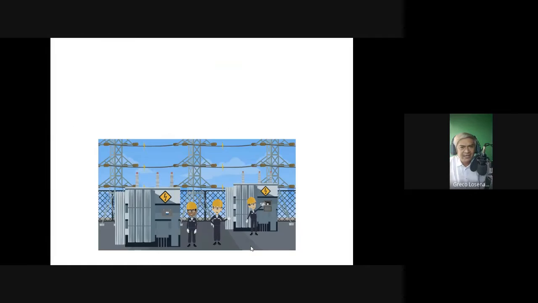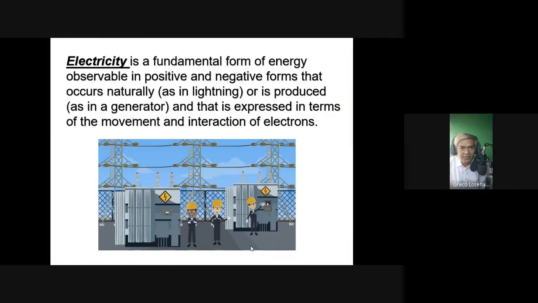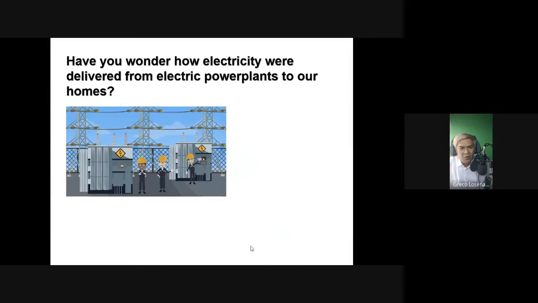Okay, then let's define now electricity. Electricity is a fundamental form of energy observable in positive and negative forms that occurs naturally, just like lightning, or is produced through generators or power plants, and this is expressed in terms of the movement and interactions of electrons. Now, have you wondered how electricity is delivered from electric power plants to our homes?